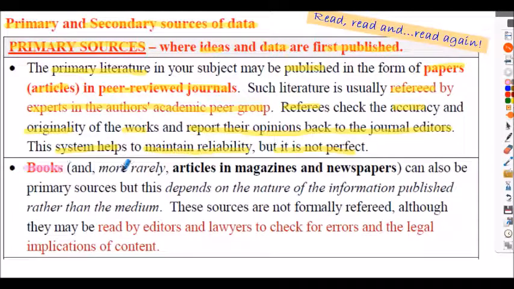Books, or more rarely, articles in magazines and newspapers, can also be primary sources. This depends on the nature of the information published rather than the medium. So it could be that a researcher that's eminent in the field of your study has published a book or has written a newspaper article, and that holds some credibility in the research context as primary source data. Such sources are not formally refereed, although they will be read by editors and lawyers to check for errors and legal implications of the content.